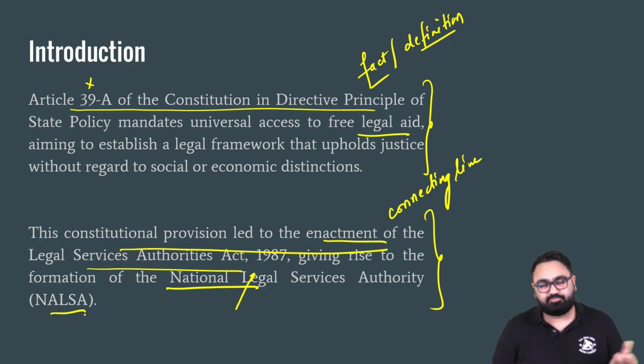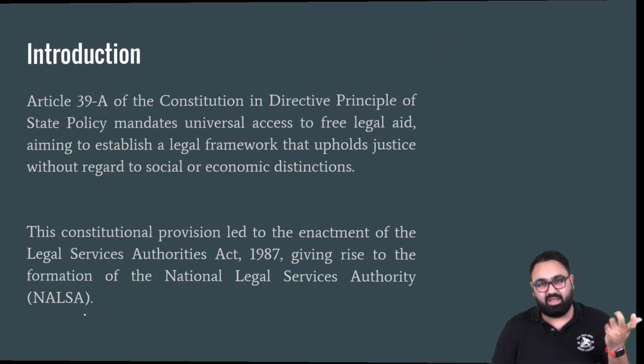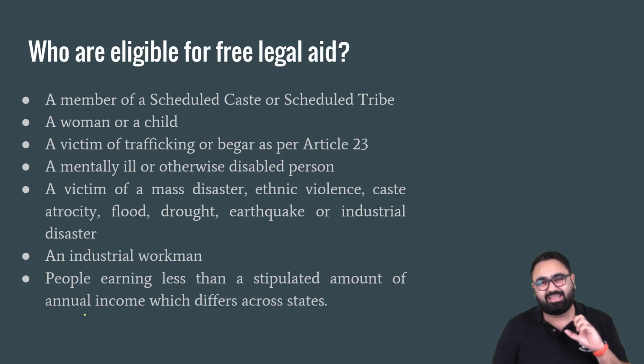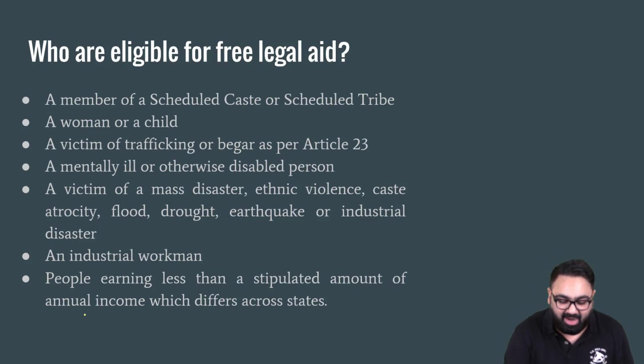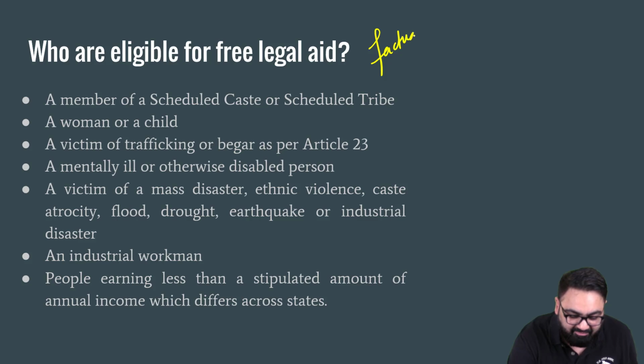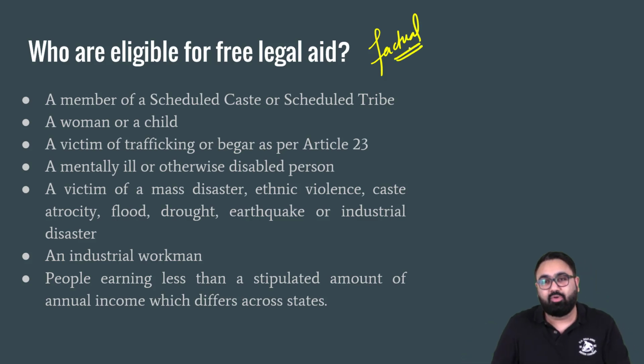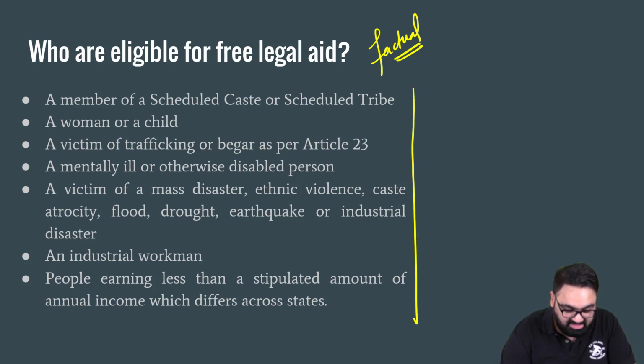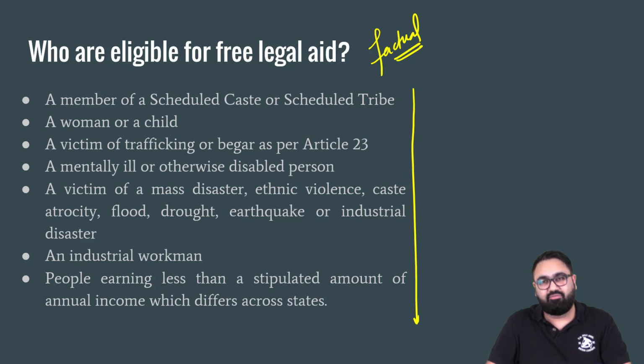The main body is straightforward. The first part is who are the people eligible to get free legal aid, and the second part is the role of NALSA. This part is factual. Again, factual means either you know it or you don't know it. You can't really make up anything. Now, if, for example, you don't remember all of them, which is a possibility, if there are 8 or 10 categories of people who are eligible for free legal aid, it might not be possible for you to remember all of them. That is absolutely fine. Don't stress too much.